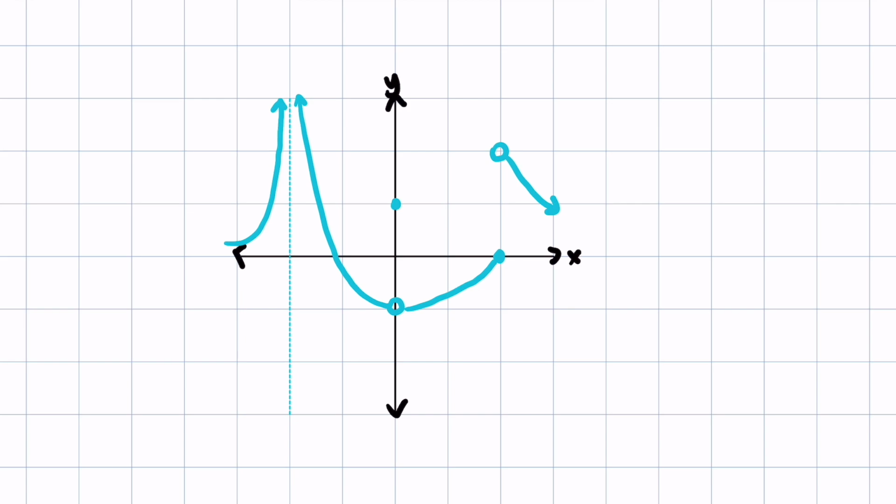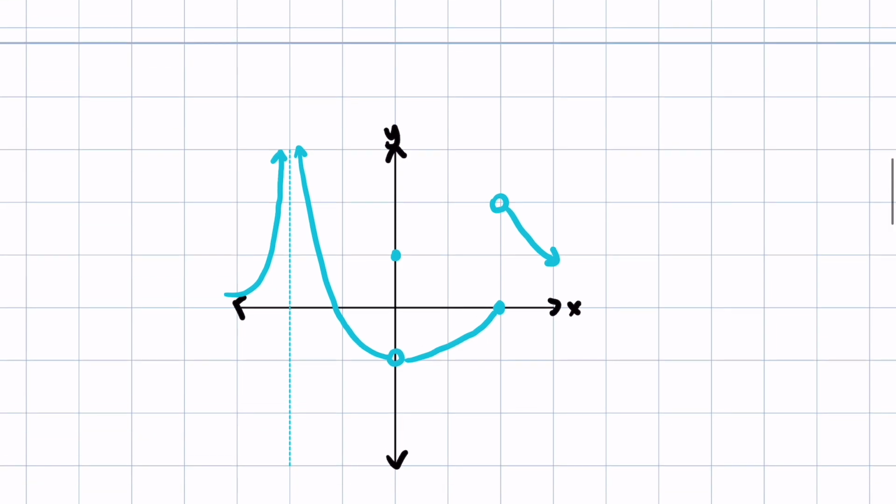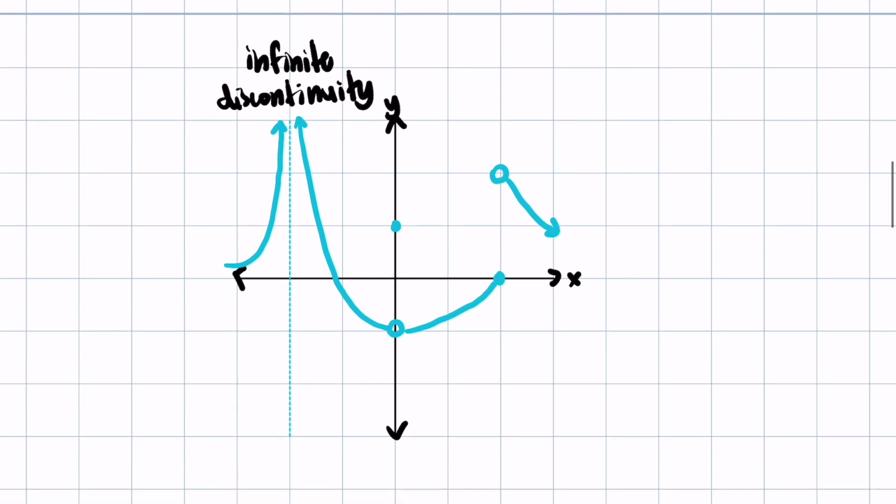However, we don't have a value of the function actually at -2, right? It just doesn't exist at all. This is what we call an asymptote or an infinite discontinuity. Because we have an asymptote here, and f of -2 just isn't in the domain, so f of -2 does not exist.